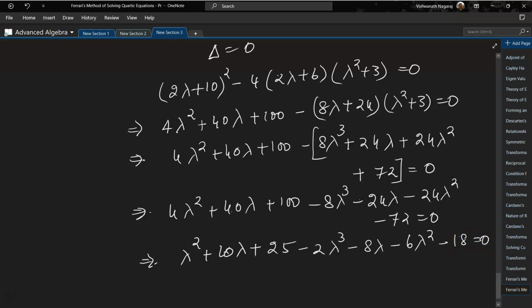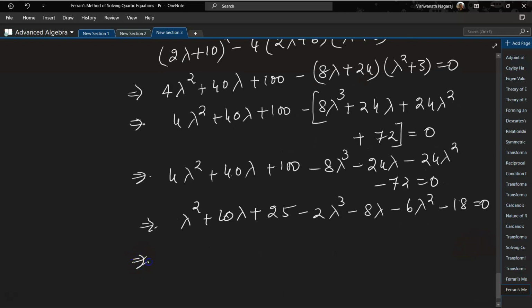Okay. So now let's rearrange them. Minus 2 lambda cube minus 5 lambda square. Then we have lambda, 10 lambda minus 8 lambda. So this is not 8, this is 6. 4 6 24. I was dividing by 4. So plus 10 lambda minus 6 lambda is plus 4 lambda, 25 minus 18. So plus 7 equal to 0.